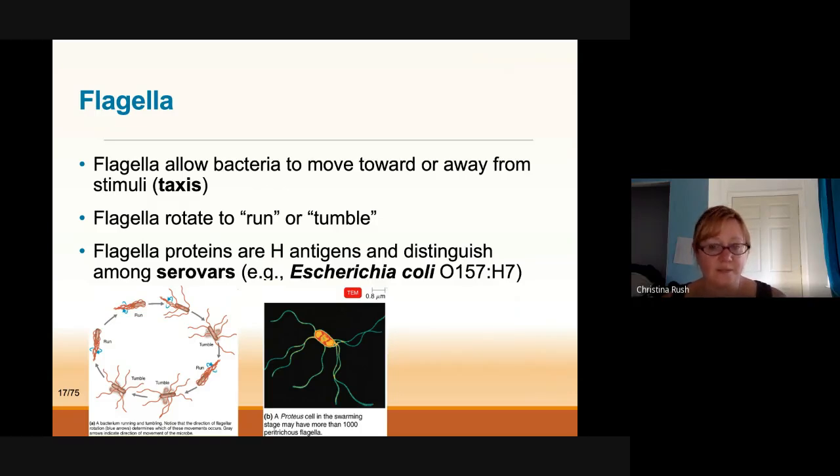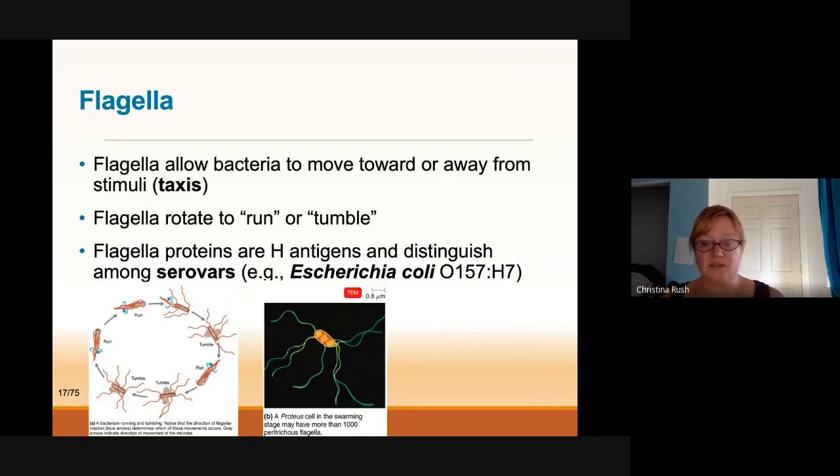So for example, when we have E. coli, not all E. coli are pathogenic. And if they are pathogenic, there's going to be many different groups of them. So one of the ways to know the different types of pathogenic E. coli would be by the H antigen. And they are simply numbered. So the H stands for the H antigen, and then the number following is the category of H antigen that we have assigned it.